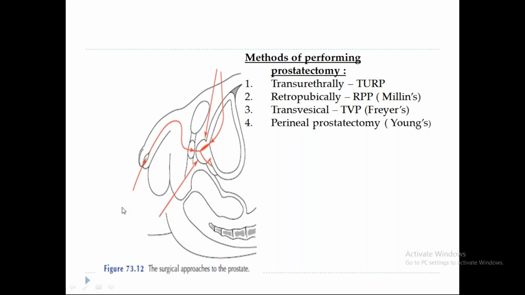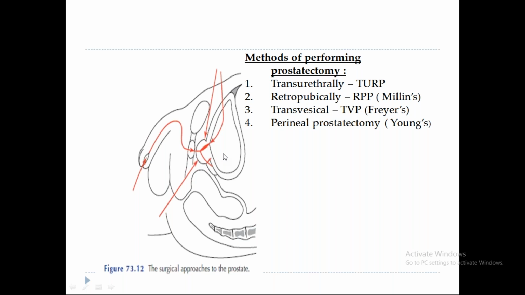So what are the different approaches? This is the transurethral. Okay. This is the pubic symphysis. This is the retropubic. This one is the transvesical. And this one is the perineal prostatectomy, the perineal approach.